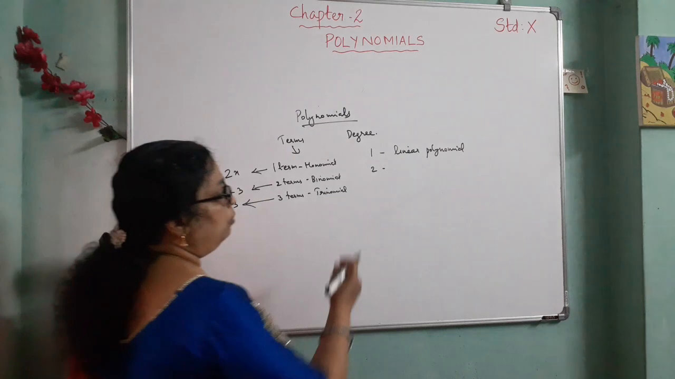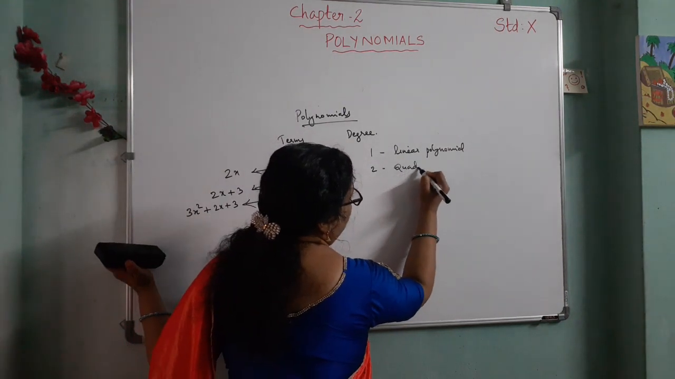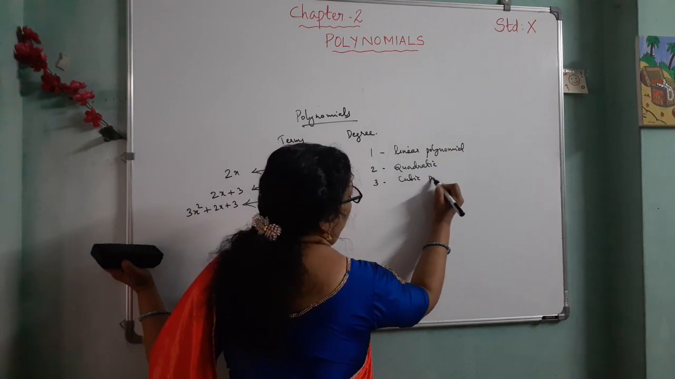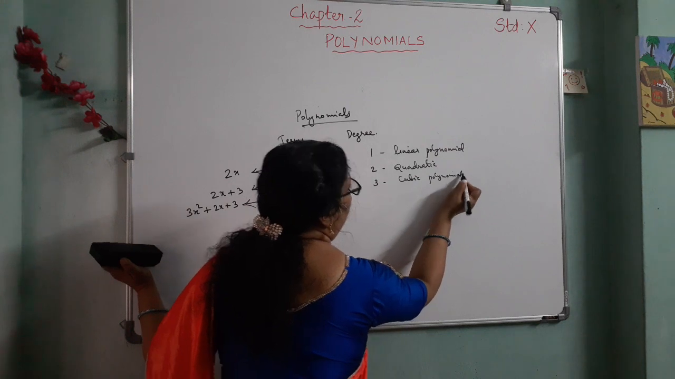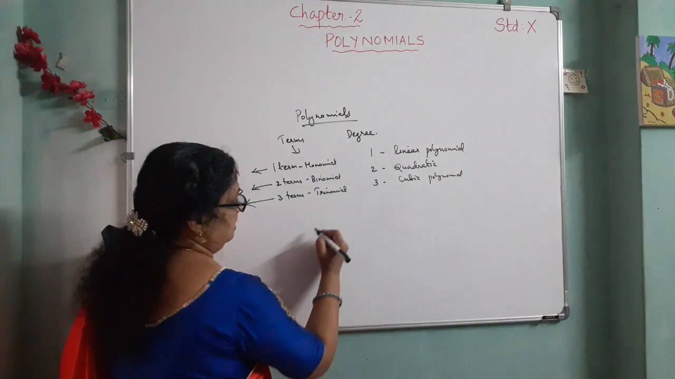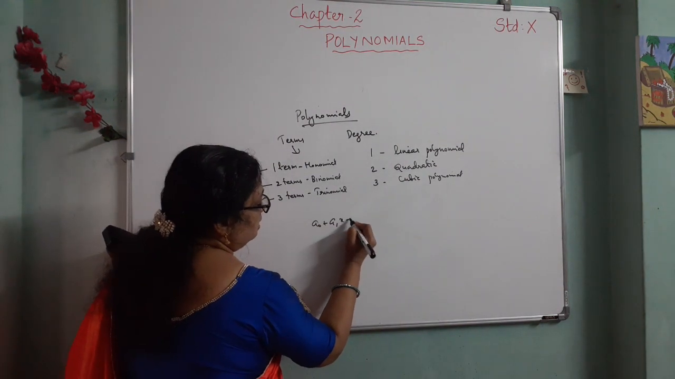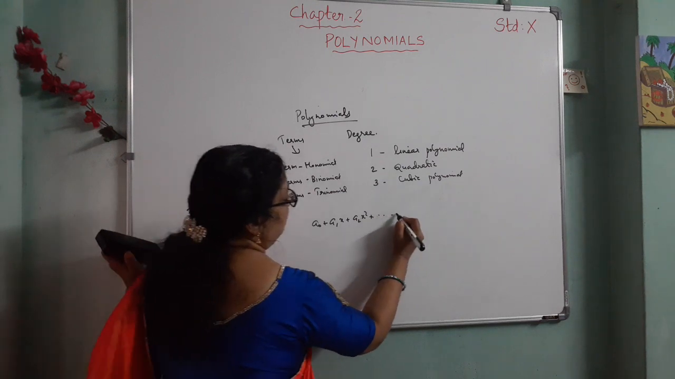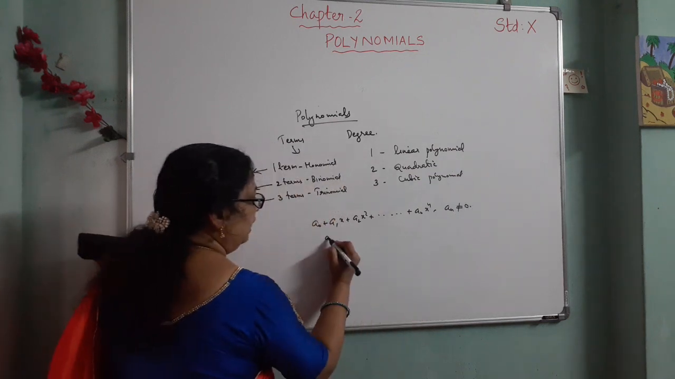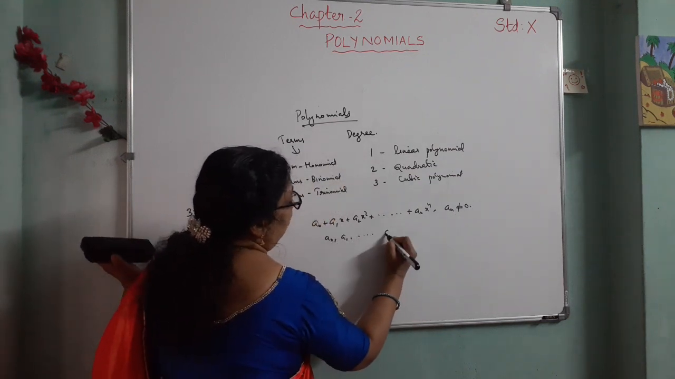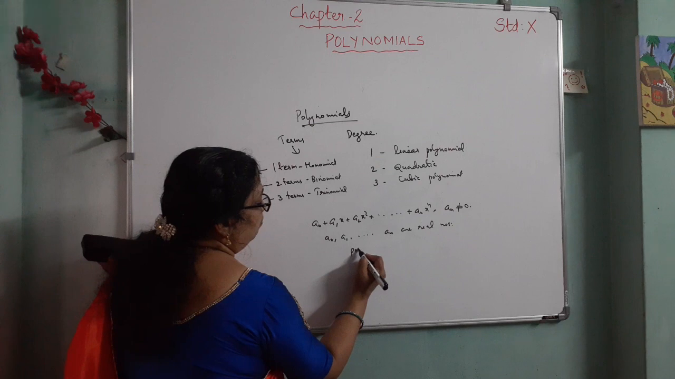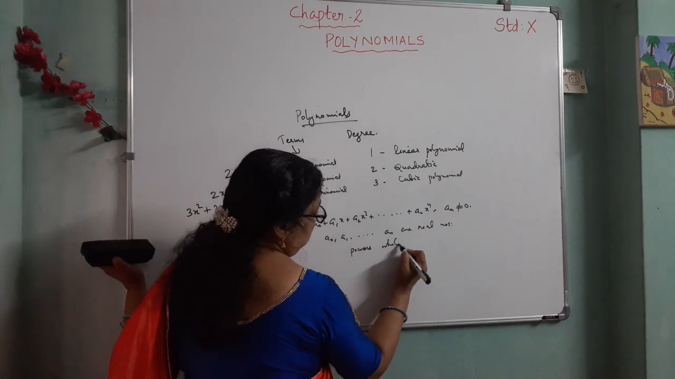If the degree of the polynomial is 2, it is called a quadratic polynomial. And if the degree is 3, it is called a cubic polynomial. And we know that the general form of a polynomial of nth degree in one variable x is a0 plus a1x plus a2x square plus etc. up to an x raised to n, where an is not equal to 0. Here a0, a1, etc. an are real numbers and the powers are whole numbers.